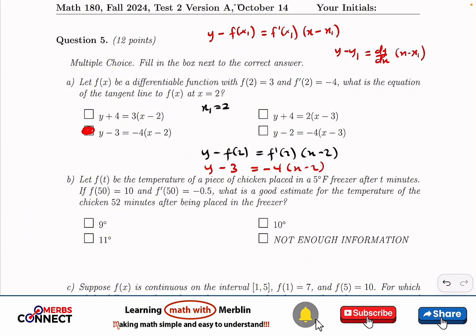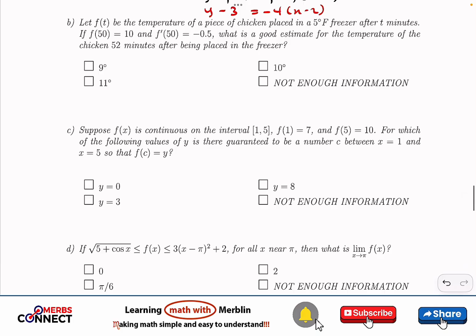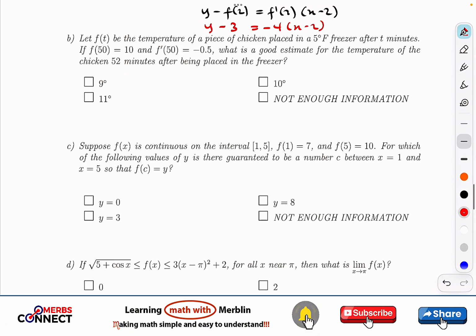So let's look at what I'm going to do here. I'm going to write this one like this. Let me write it this way so that you understand what I'm doing. This is going to be y minus f of x1 is equal to f prime of x1 times x minus x1. But the linear approximation is going to be y is equal to f of x1 plus f prime of x1 times x minus x1.